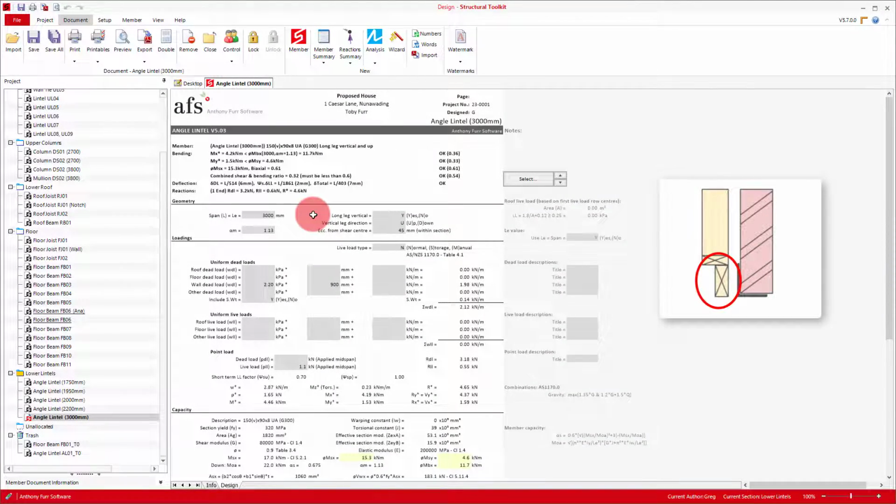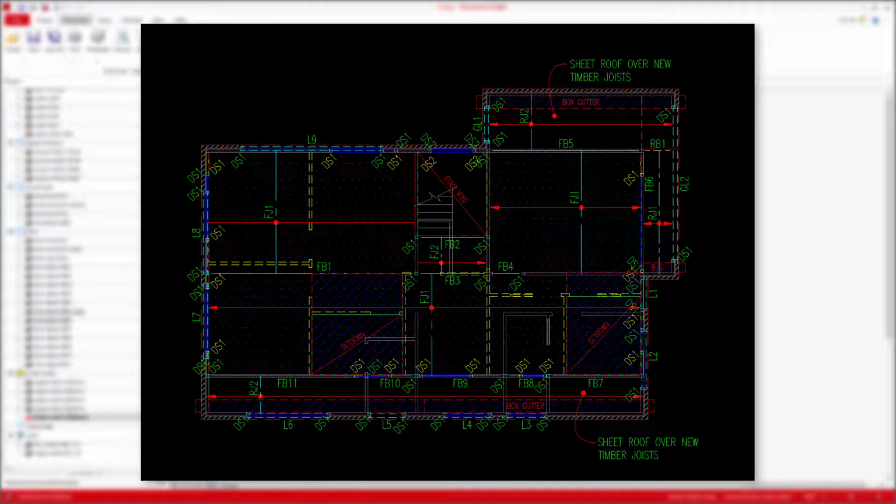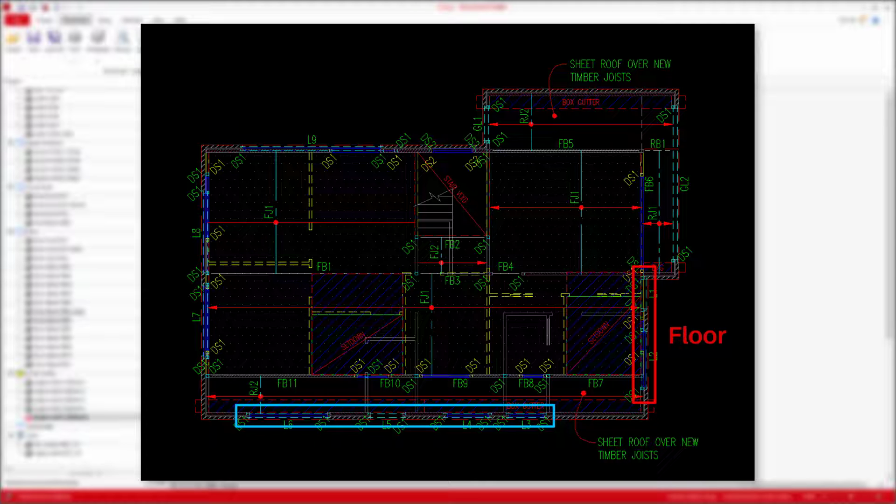Next is our external lintels that sit on the internal stud-work. Now, unlike the upper roof lintels we designed, our lower roof lintels are going to be a mix of floor and roof beam designs, which we choose will depend on the type of loads the lintel supports. For example, we can see our lintels L1 and L2 are going to support some amount of floor, so they would be designed as a floor beam. But for our lintel 3 to 6, they are only supporting roof, so we'll design them as a roof beam.